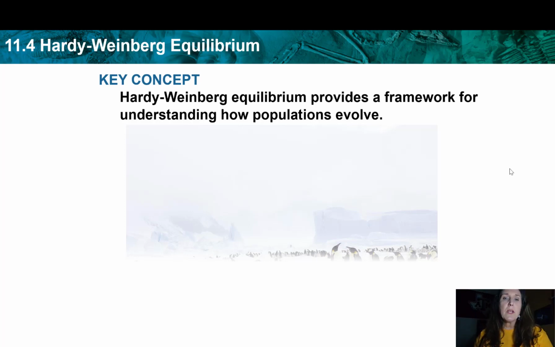Okay, so how do we know if evolution has taken place at all? If a population has changed over time, which is the definition of evolution? Well, Hardy-Weinberg is a model that we can use to compare against. We think of it kind of like a control in an experiment. So let's talk about what Hardy-Weinberg equilibrium is.